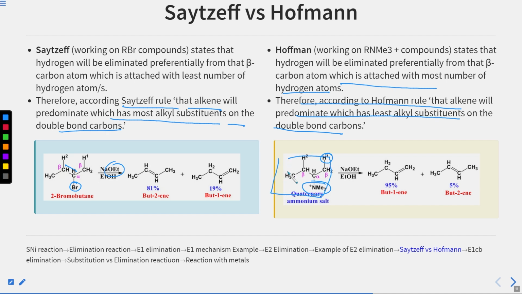So if you remember, if you react your aliphatic amine with this diazotation, then you will end up getting this quaternary ammonium salt, which on treatment with NaOEt in EtOH will give you majorly this Hofmann product. And the Saytzeff product is also formed, but in small amount. So this is the difference between Saytzeff and Hofmann.